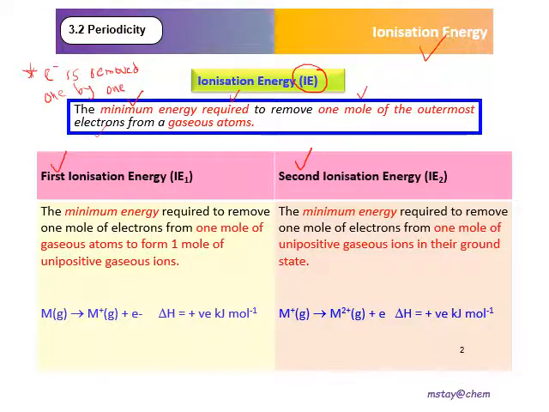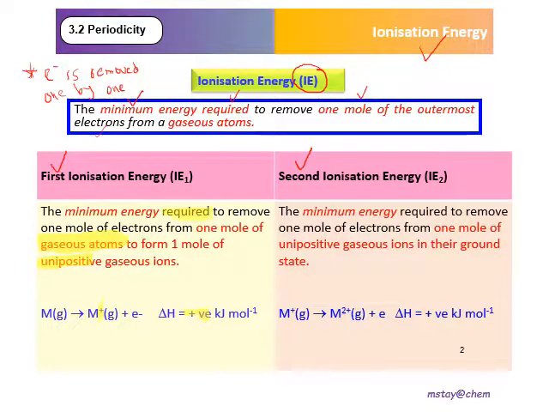So now, let's look at the difference in the definition when we write down the first IE and also the second IE. The minimum energy required to remove one mole of electrons from one mole of gaseous atoms. The first electron removed is always from the atom, and it will become a uni-positive gaseous ion. Uni here means positive one. So from here we can write delta H equal to a positive value in kilojoules per mole, which means that energy is required.